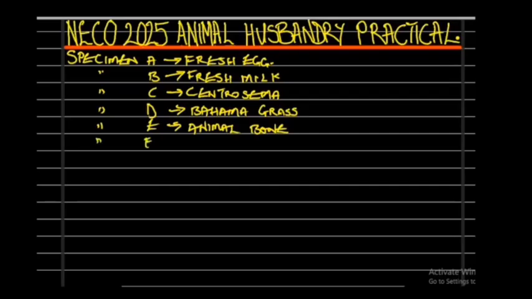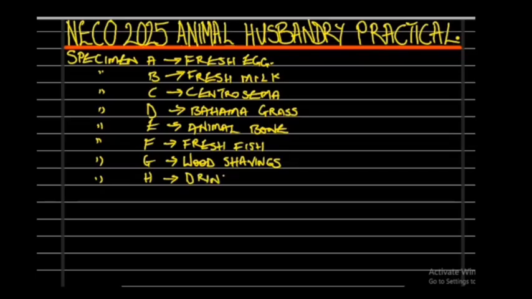Our specimen F is fresh fish. Our specimen G is wood shavings. Our specimen H is drinker. Our specimen I is louse. And our specimen J is live fowl.